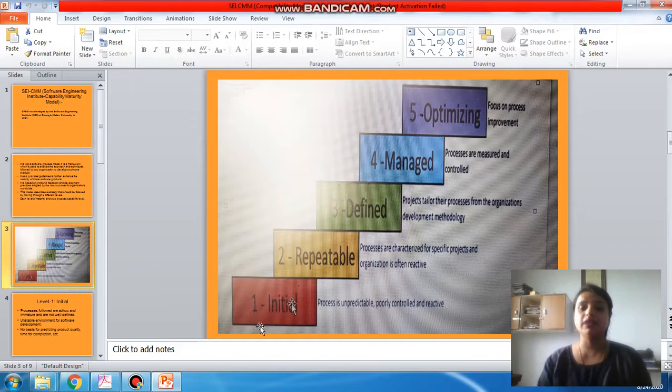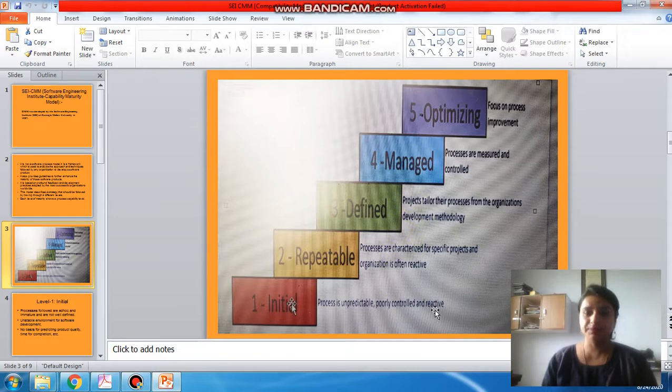So first is the initial level. At the initial level, we have just started to study the software or to start the examination. So exactly must remember all these things. Now we don't have control over the process, we don't have control over the product, and processes are still unpredictable. That is written in short here: processes are unpredictable and poorly controlled.